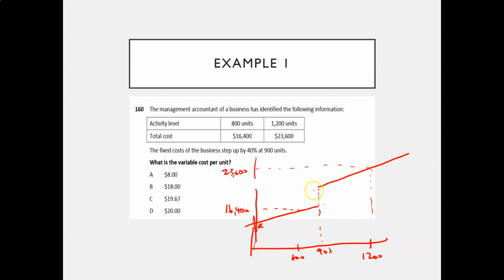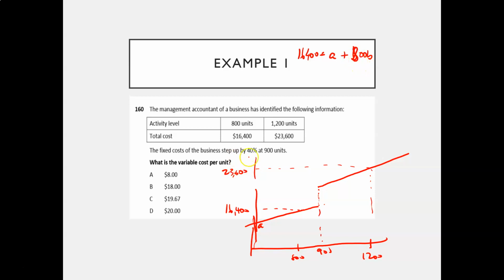So I suppose my other option is just to do this mathematically and ask the question, well, what is the picture at 800? So the picture at 800 really is that total cost of 16,400 is equal to A plus BX, where X is 800, right? So I can just write 800B. That's what this is.